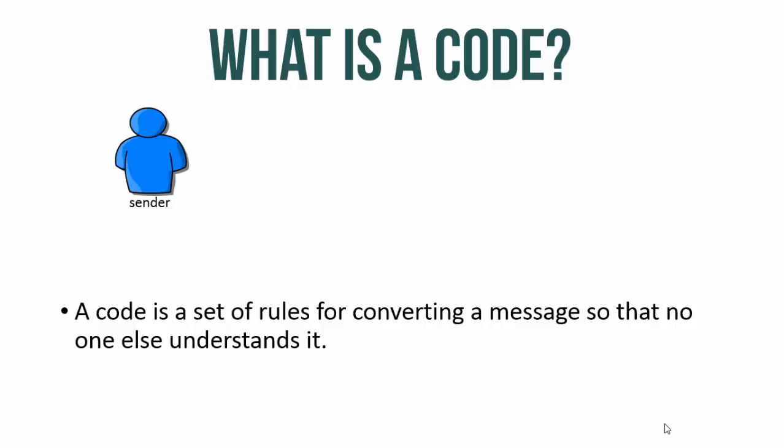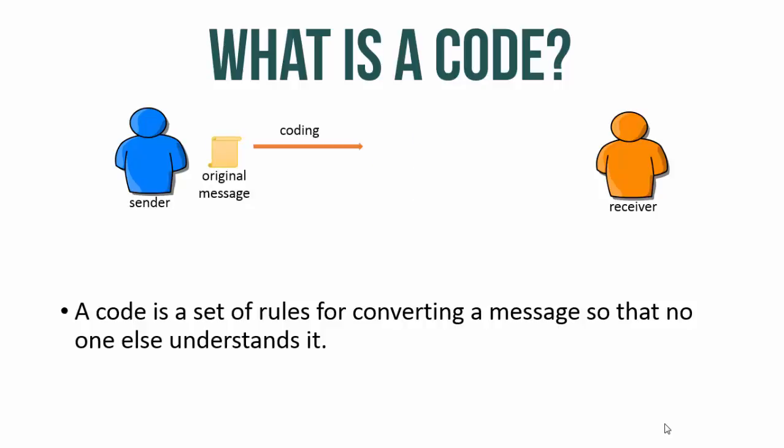Imagine there's a sender who has to send a message to a receiver. He doesn't want anyone else other than the receiver to understand what the message is. So, he takes his original message and codes it to create an encoded message. This encoded message is then sent to the receiver, but the receiver now has to extract the original meaning of the message from this encoded message. So, the receiver decodes it to create a decoded message.